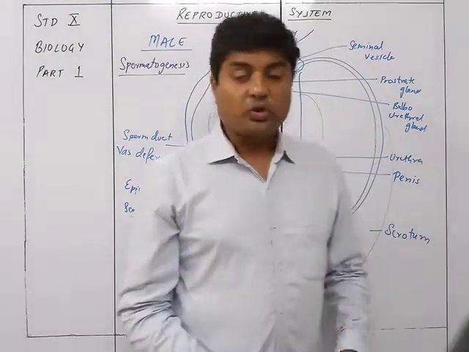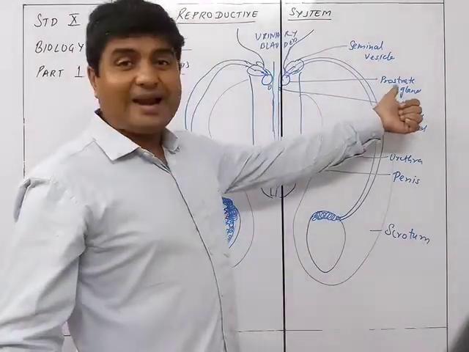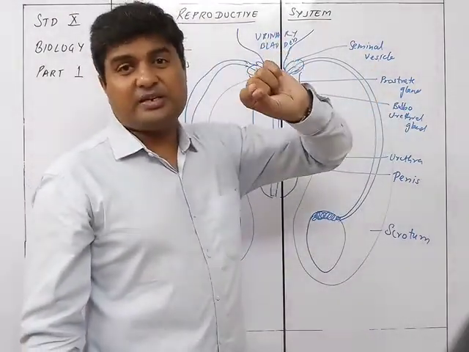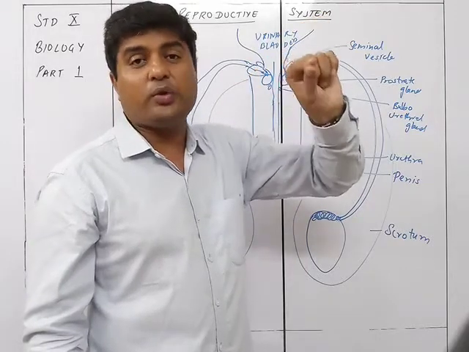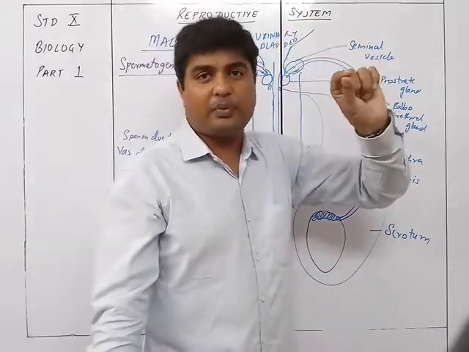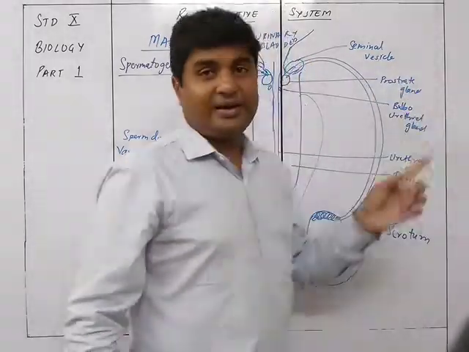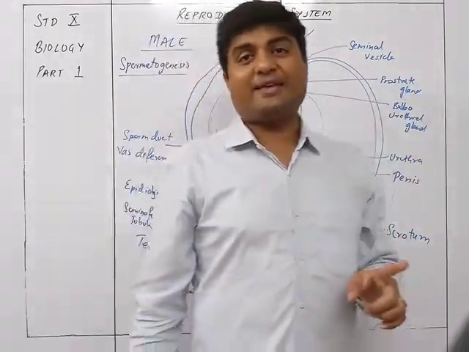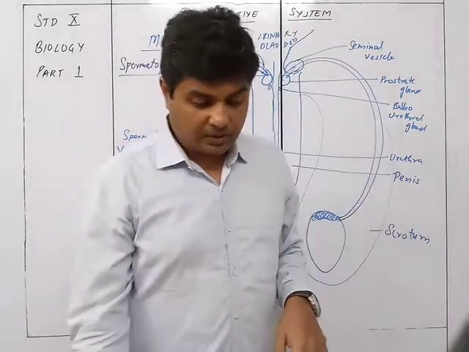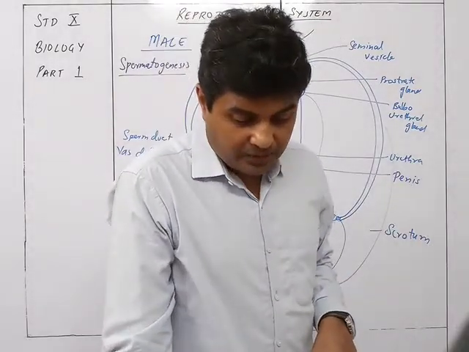So the function of the prostate gland is to produce a secretion which is added to the semen, which is going to give it an alkaline kind of nature. So the alkaline secretion is by the prostate gland, so as to neutralize the acidity of the female secretions.